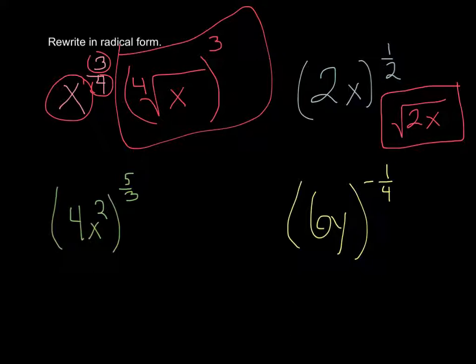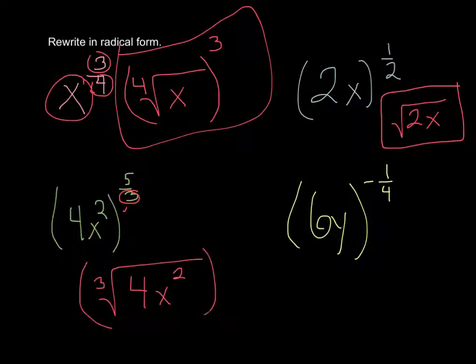Then with this next example down here, 4x squared, the whole thing is going to be in the radical. That's your radicand. The 3 comes down here. Put this in the parentheses so you can put your exponent of 5.